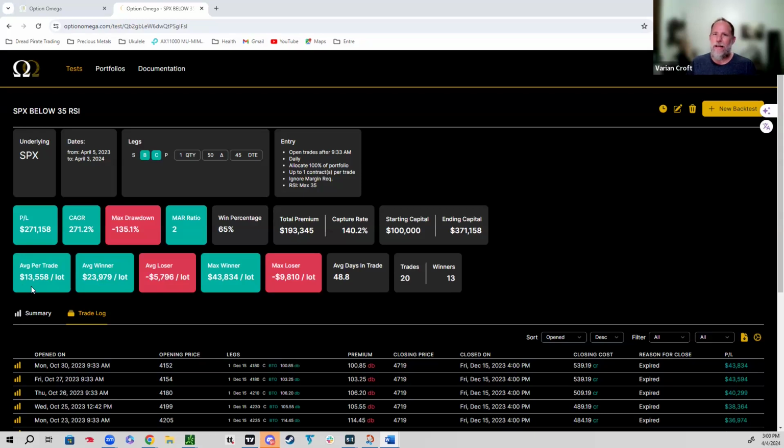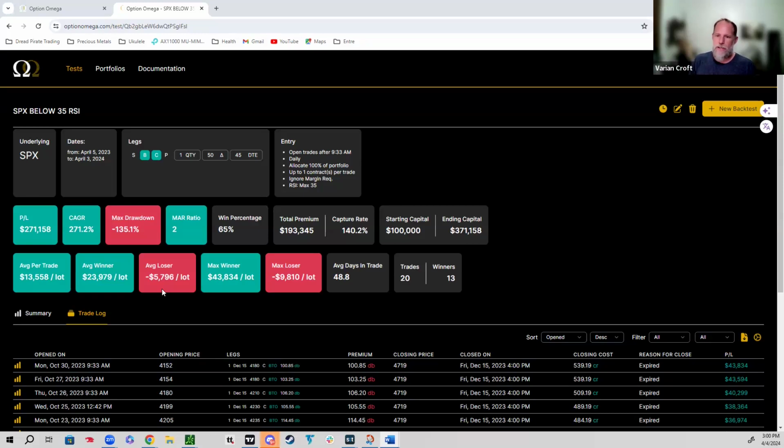The average per trade ended up being around $13,000. The average loser was almost $6,000 here. But as you can see, on something as big as the SPX, which signifies the direction and the trend of the market, it can be a good indicator as to when it is a good time to go long. And, as always, we're not telling people when to buy or sell.